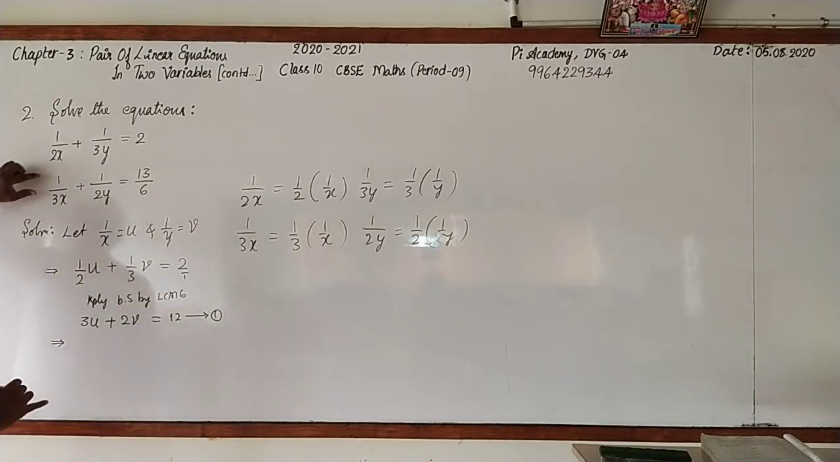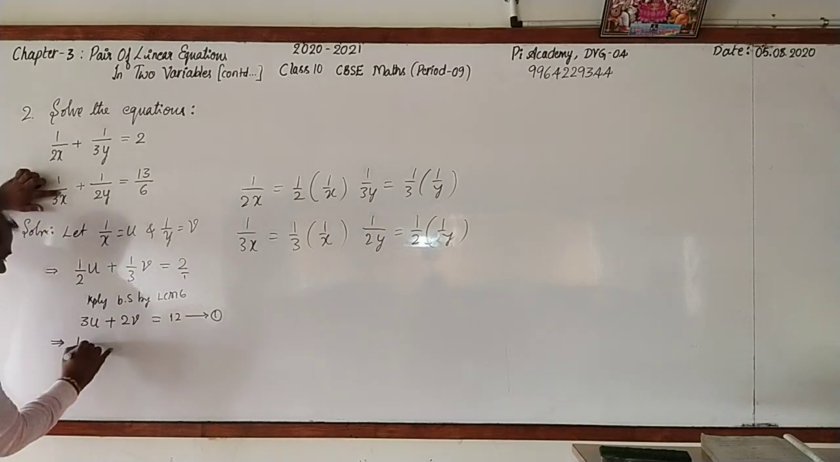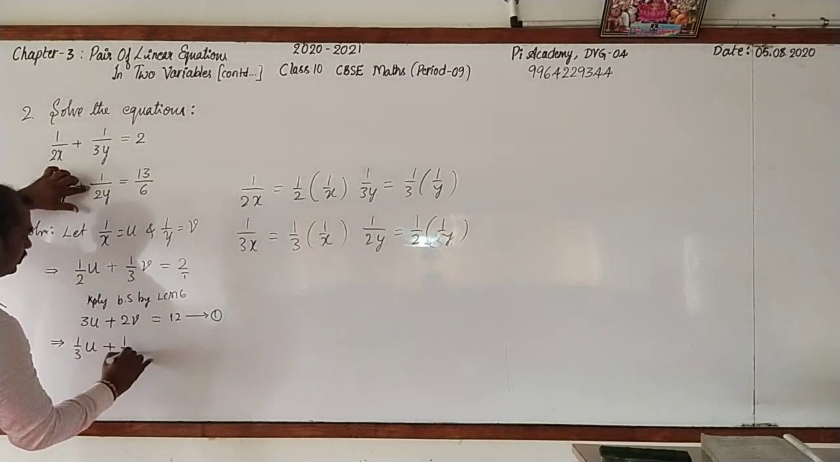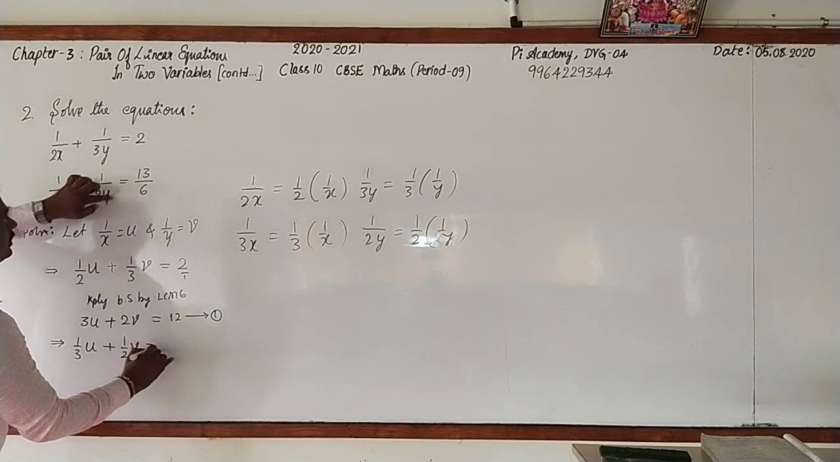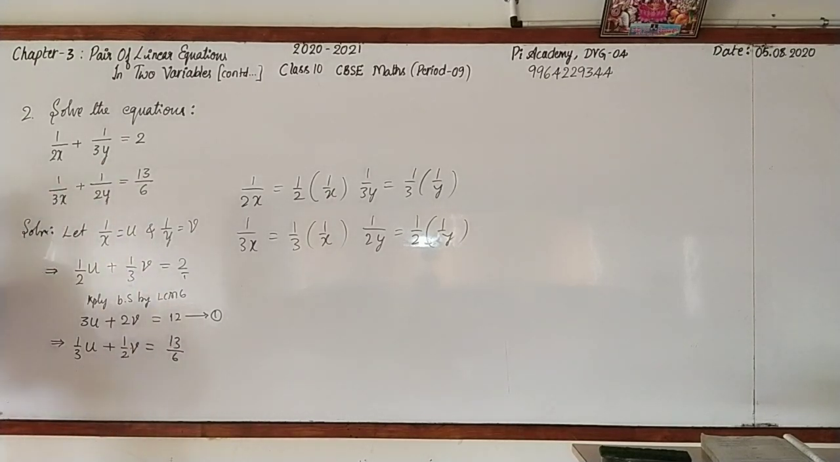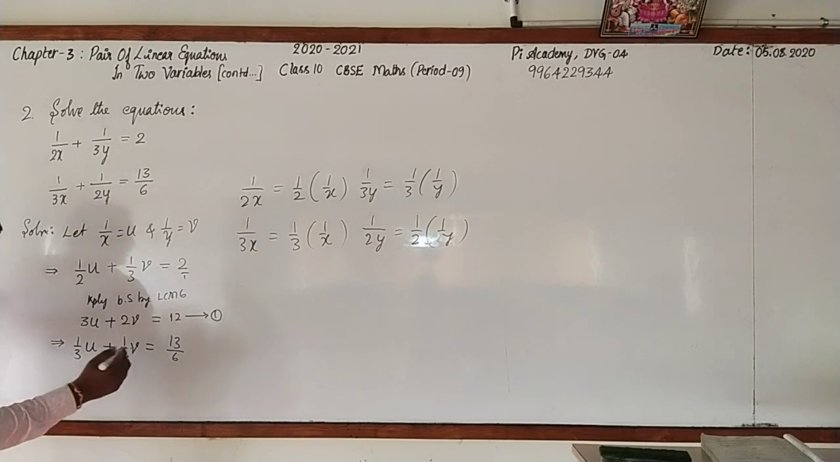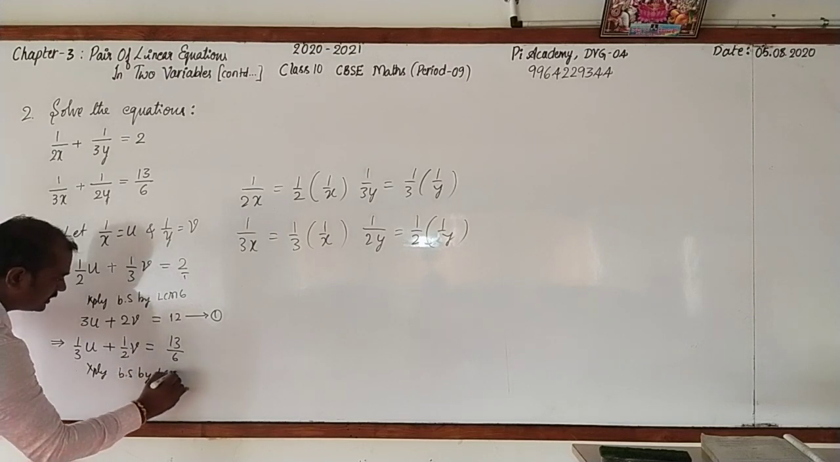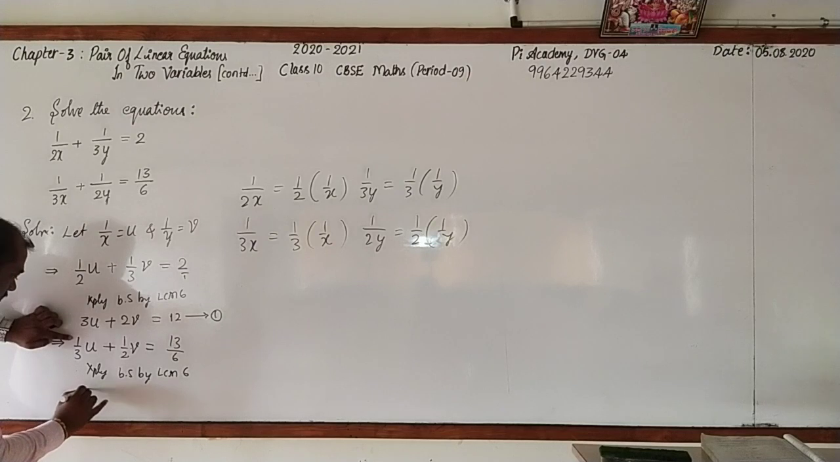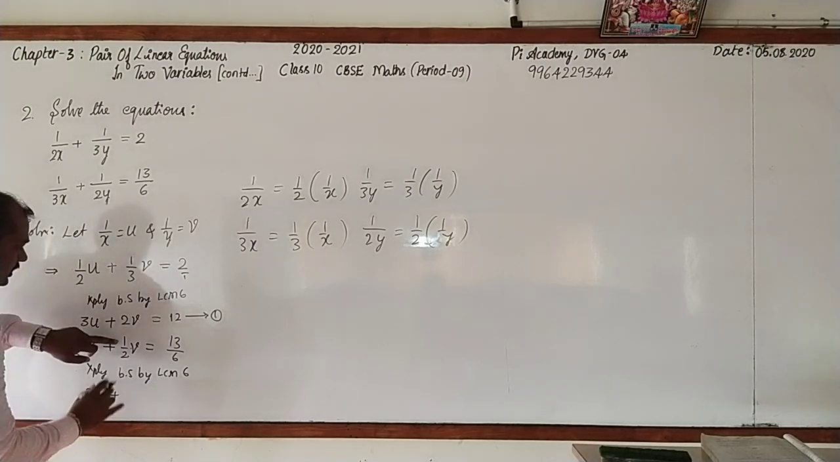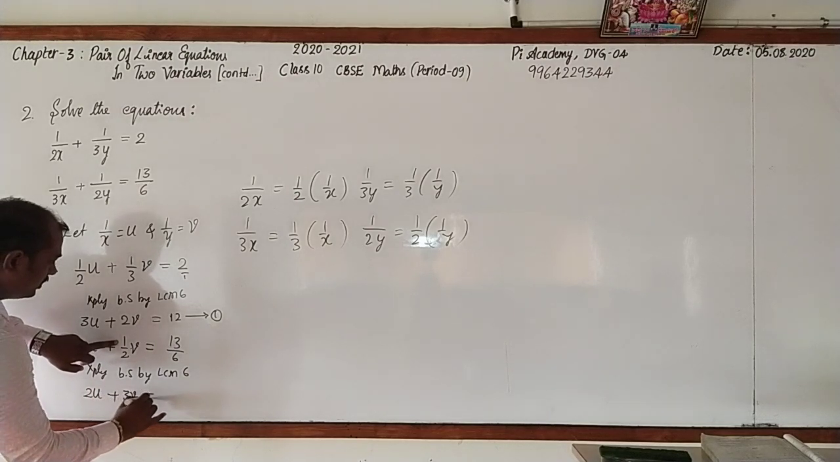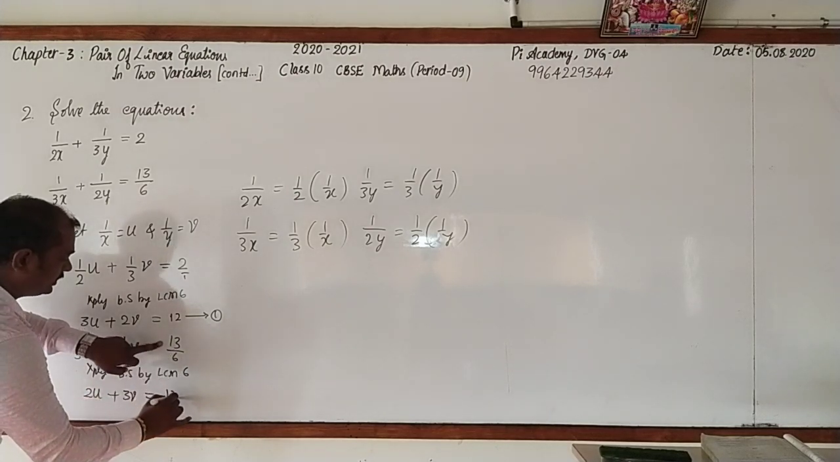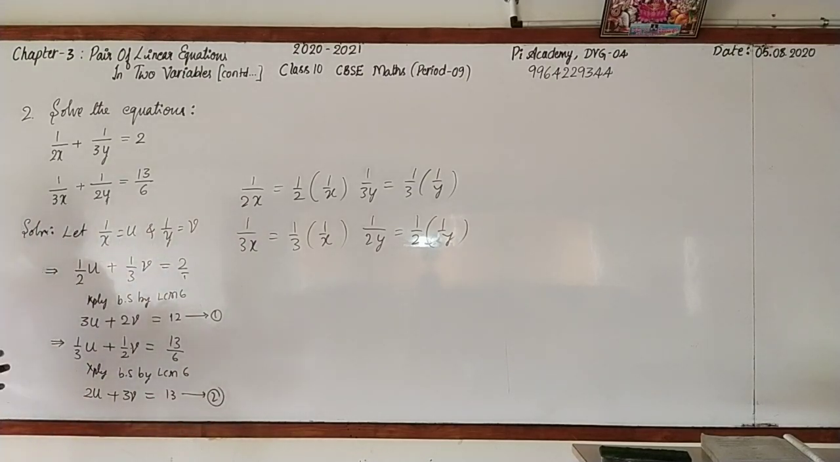Next, how do you rewrite the second equation? It is 1 by 3 into 1 by x, that is u, plus 1 by 2 into 1 by y, it is v. This is equal to 13 by 6. Again, take the LCM of all the denominators, 3, 2 and 6. How much? LCM is 6. So again, multiply both sides by the LCM 6. Here 3 ones are 3, 2s are 2u, then 2 ones are 2, 3s are 3v, equal to 13. Call it equation 2.